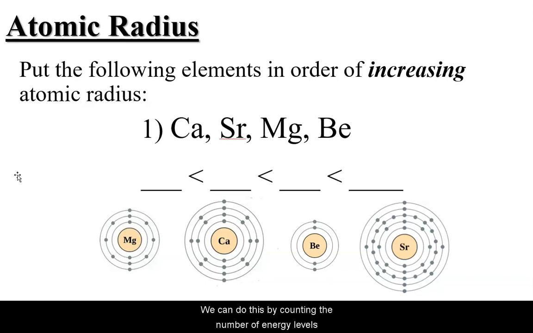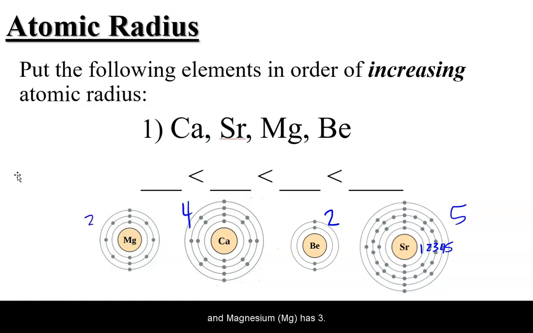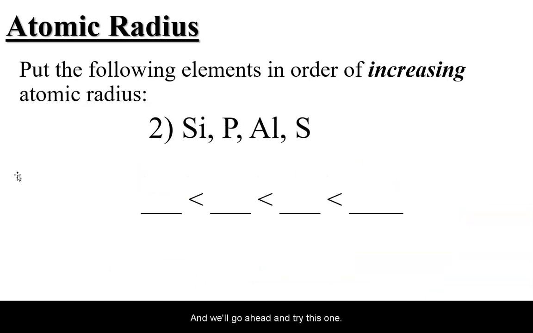We can do this by counting the number of energy levels that they have. So strontium has 1, 2, 3, 4, and 5. Beryllium has 2. Calcium has 4, and magnesium has 3. So that means that beryllium is the smallest, and strontium is the largest. Calcium is next to that, and magnesium is in the middle. We'll go ahead and try this one.